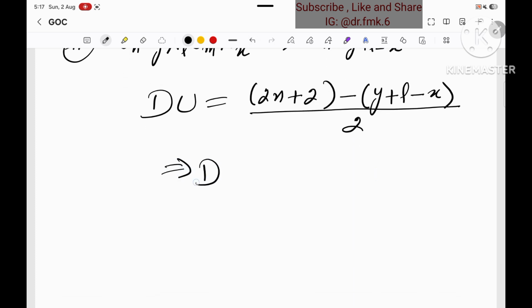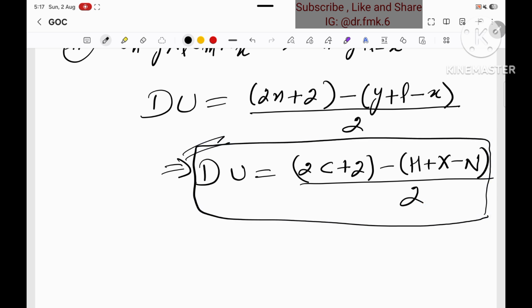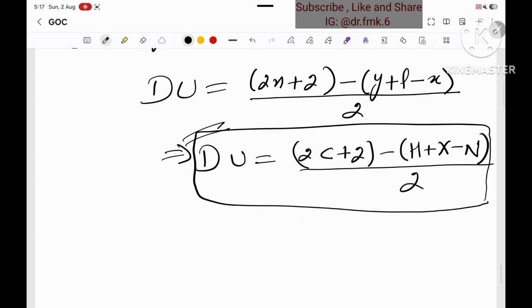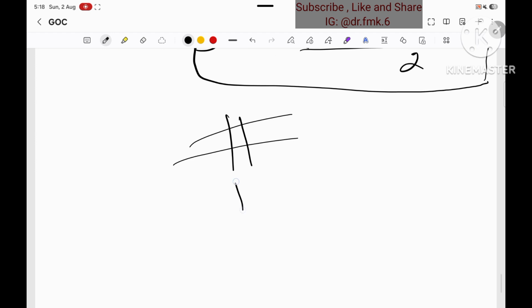Now what is the du in the end? That is 2 times carbon atoms plus 2 minus hydrogen atoms plus monovalent atoms minus trivalent atoms X, and the whole divided by 2. This is the general equation for all the atoms, like monovalent, divalent and trivalent. This was all about du.